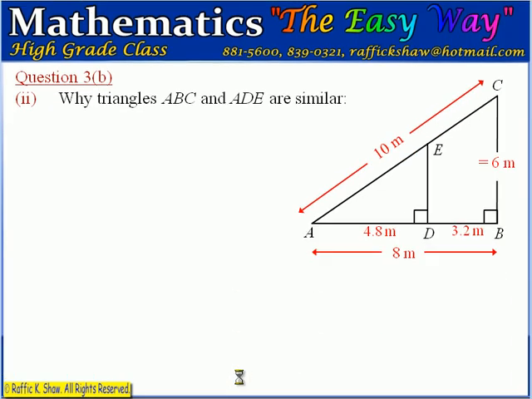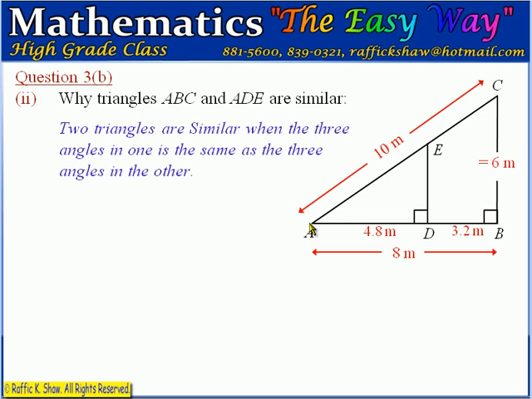Okay, so let's proceed now to part 2. Part 2 is asking us to explain why triangle ABC, that's this larger triangle here, is similar to triangle ADE, right here. As a general rule, two triangles are similar when the three angles in one triangle are the same as the three angles in the other triangle. The length of the sides might be different, but once the three angles are the same in the two triangles, then those two triangles are similar.